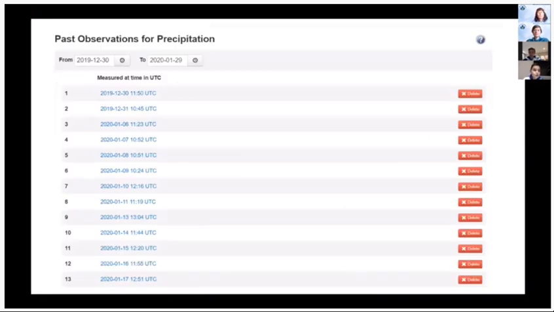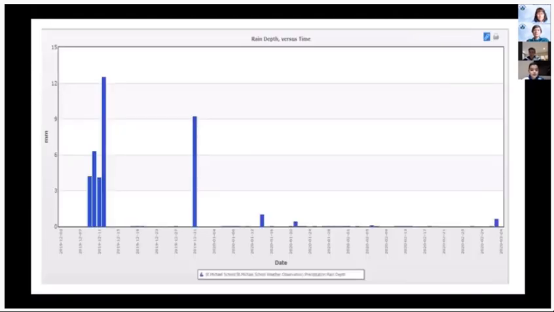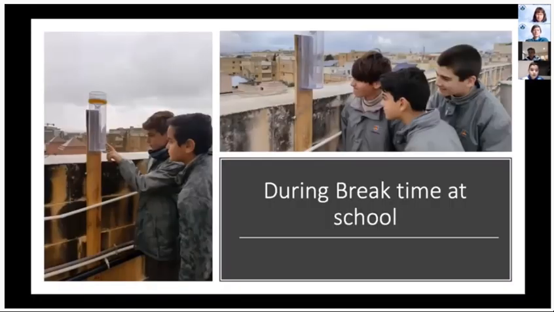This is the log of the observations for precipitations, and this is the graph. As you can see, it was quite dry during December and January, and all throughout February. These are some photos of us taking the readings of precipitation.